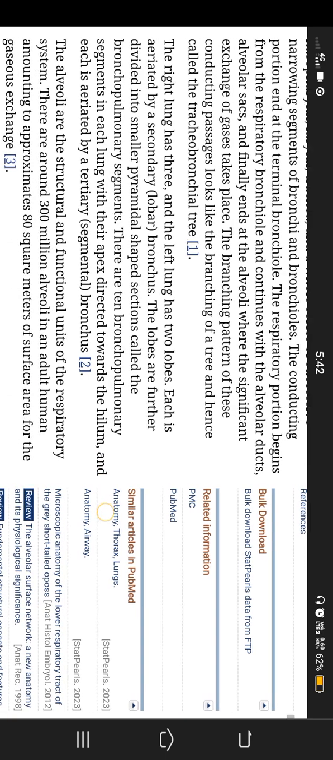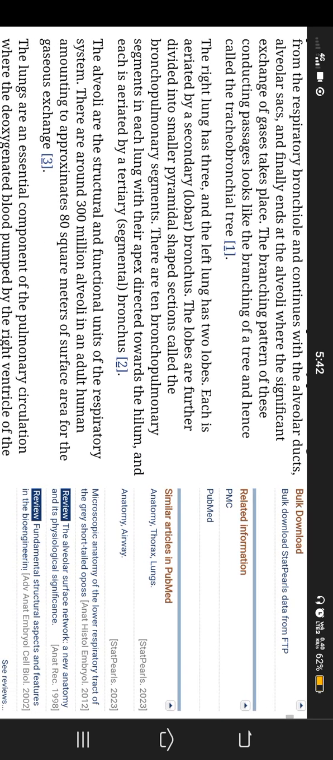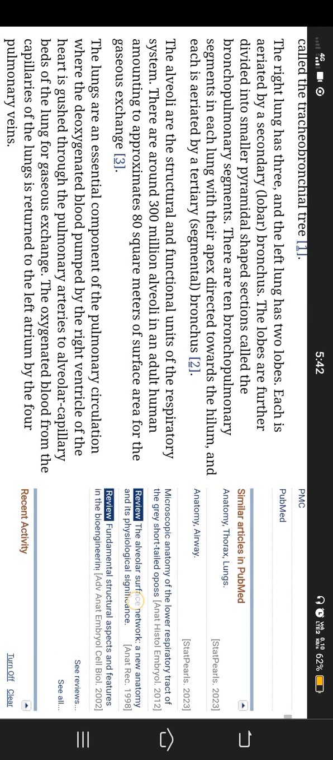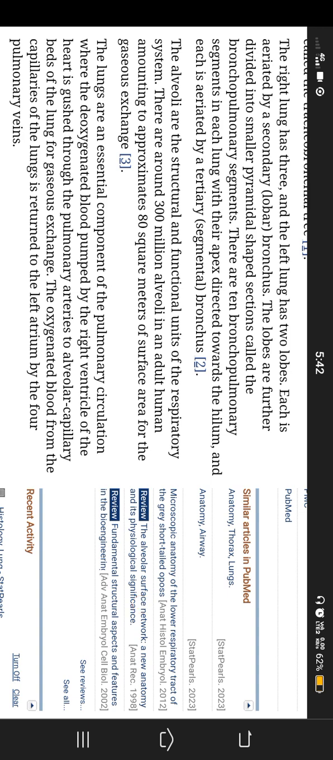Then the right lung has 3 and the left lung has 2 lobes. Each is aerated by a secondary or lobar bronchus. The lobes are further divided into smaller pyramidal shaped sections called the bronchopulmonary segments. There are 10 bronchopulmonary segments in each lung with their apex directed towards the hilum.